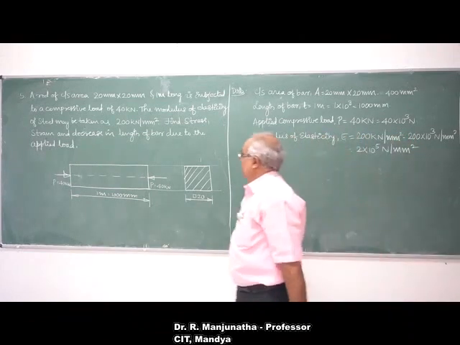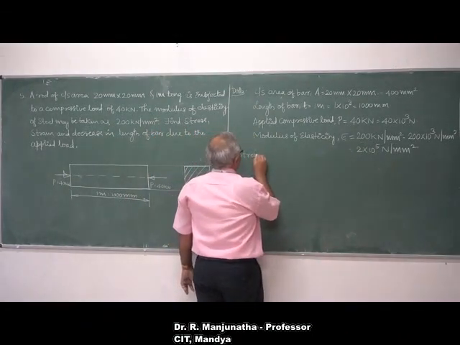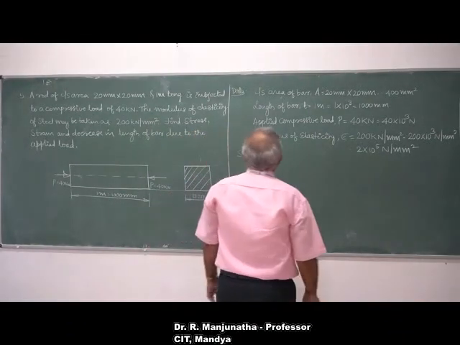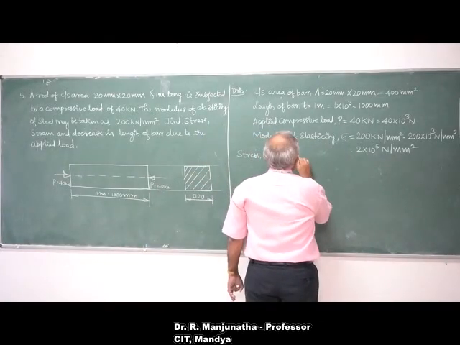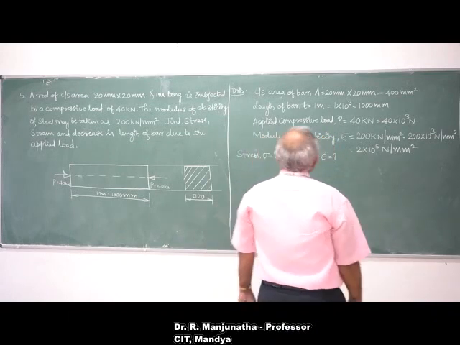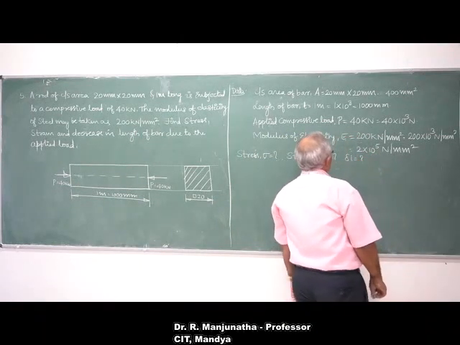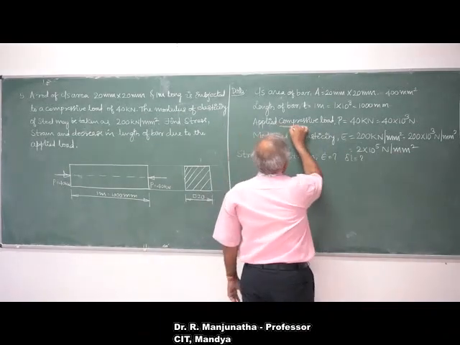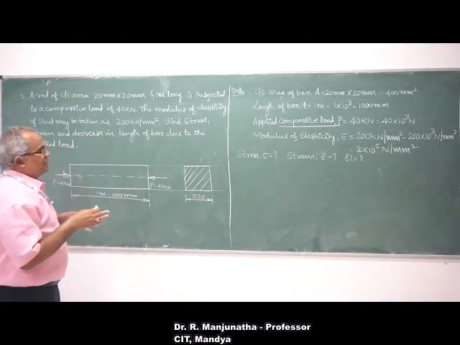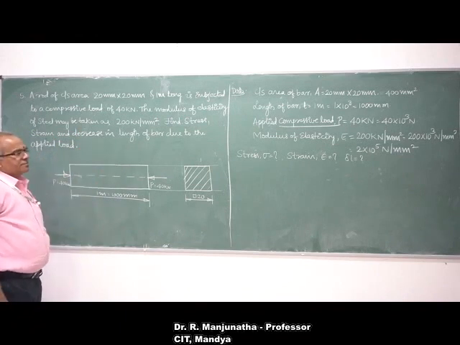Then what we need to find out is the value of stress. Then we need to find out the value of strain, which is epsilon, and also the decrease in length of the bar. Why do we need to find out the decrease in length of the bar? Since the load is under compression, the length will automatically reduce. That is the reason why we need to find out the decrease in length.